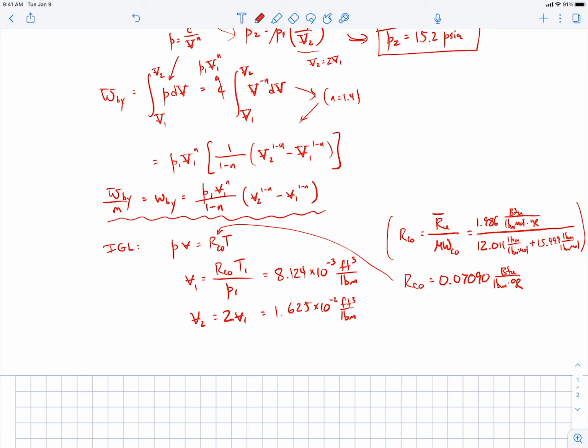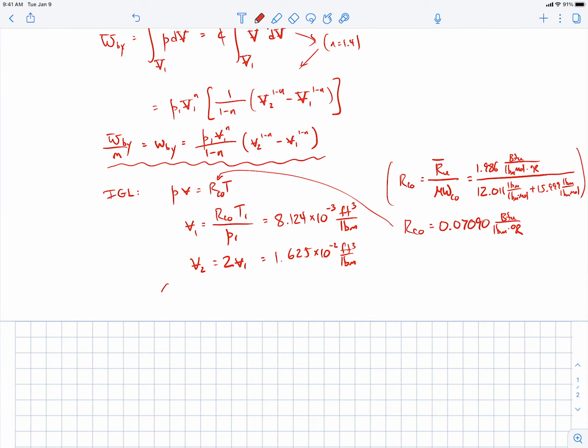So now that we have the specific volumes at states 1 and 2, we can go back up and plug them in. We know the value for n, that's just 1.4, and we also know the value for the pressure at the initial state. Again, you have to be careful of some unit conversions, but when you go through all those calculations, you'll get the work per unit mass as 28.3 BTU per pound mass.